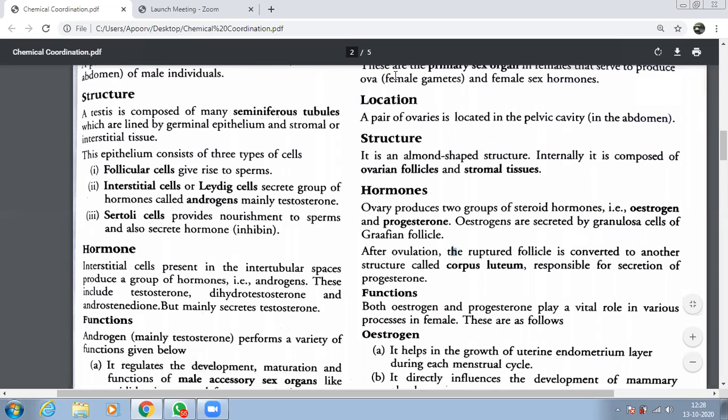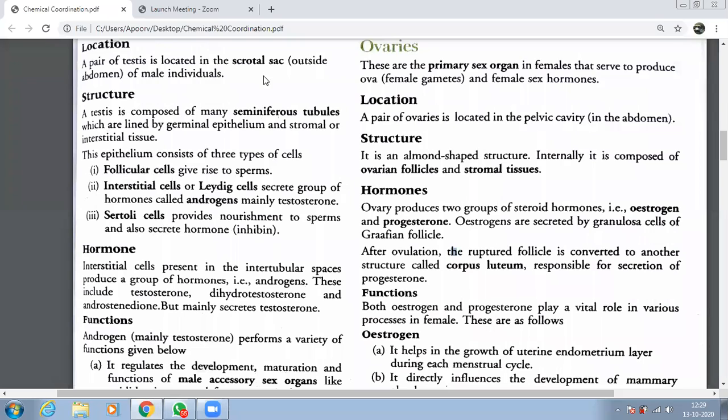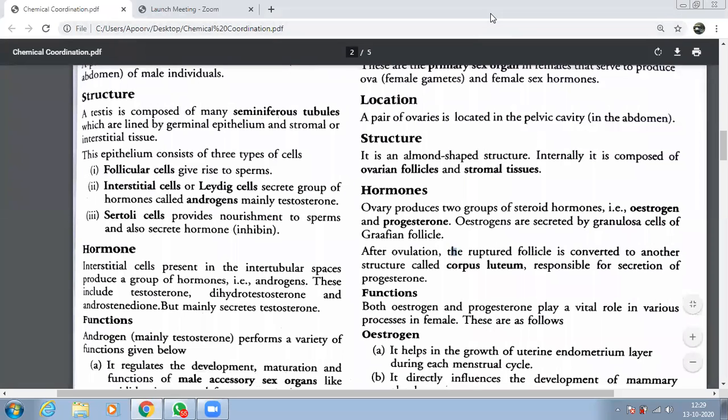Okay, basically, we are going one by one. It is composed of many seminiferous tubules which are lined by germinal epithelium and stromal or interstitial tissues. Let's go stepwise. What are the two types of tissues? Epithelium and stromal or interstitial tissue. What do you mean by stromal tissue and interstitial tissues? I told you earlier also. Stromal tissues are connective tissues. Okay, anybody else?